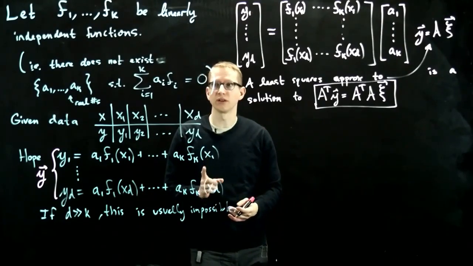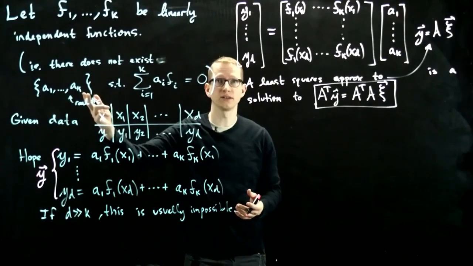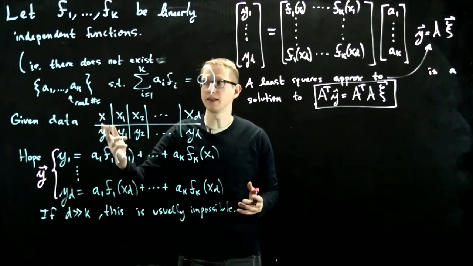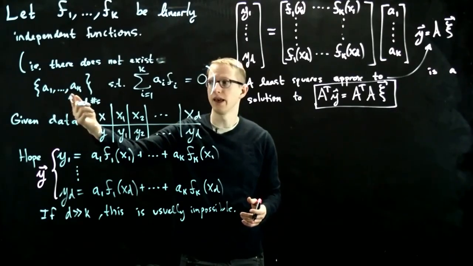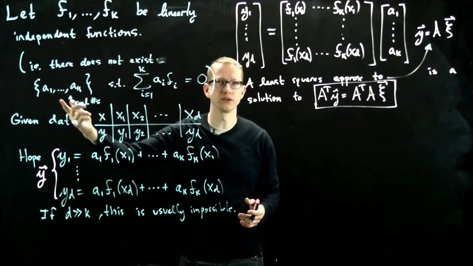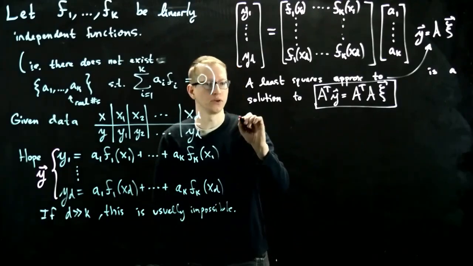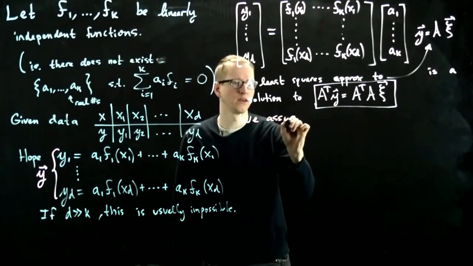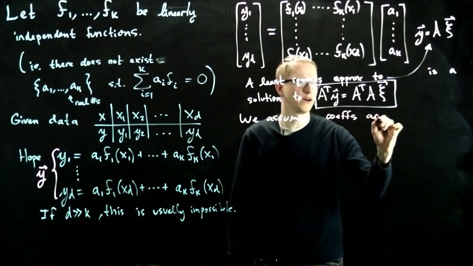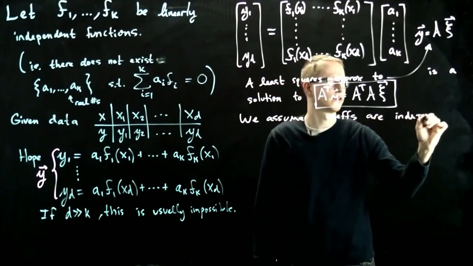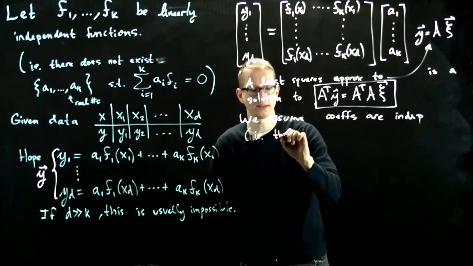For example, the first maybe obvious restriction, if you think about it, is that these coefficients should be independent. And independent in the sense that I can't take any one of these coefficients and re-express it in terms of the others. I'm not talking about linear independence, I'm just talking about independence. So we assume the coefficients are independent.